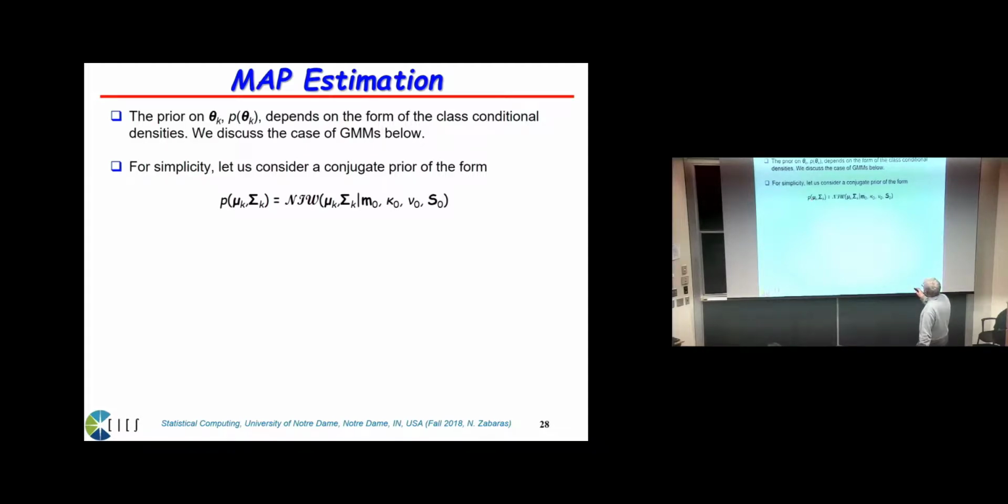The classical prior that we have seen for mean and covariance is the joint normal inverse Wishart distribution. If it was scalar, it would be normal inverse gamma distribution, but in terms of matrices, it is normal inverse Wishart. So basically the distribution of mu given sigma is Gaussian, and then the distribution of sigma is an inverse Wishart distribution.